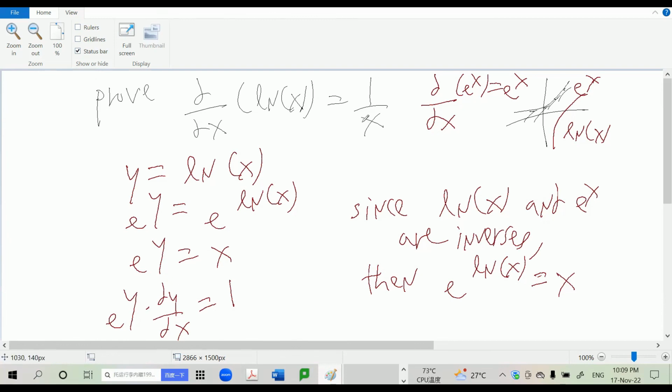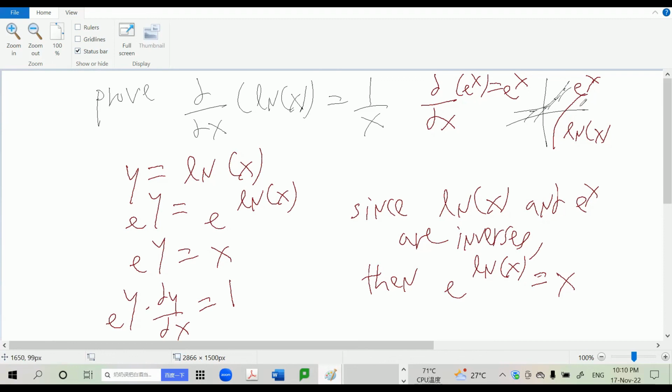to 1 over x. Okay, let's start with the equation first. y equals natural log of x. Then what I'm going to do is take e to the power of both sides. I'm going to take e to the power of y and then e to the power of the natural log of x.